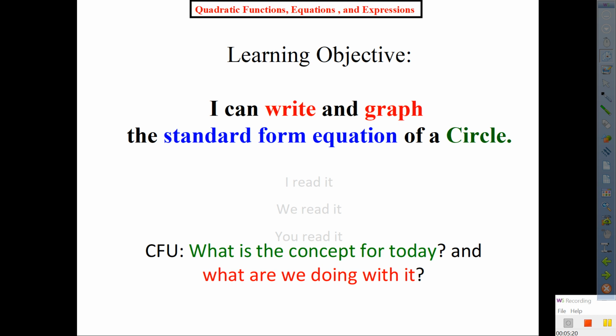So, what are we doing? We're writing and graphing, yes. What are we writing and graphing? The standard form equation of what? What's our main concept for today? Circle. So to save time, I gave you the Freyer model and the Cornell note. Those of you that are watching online, I'm going to post that right now on the screen.